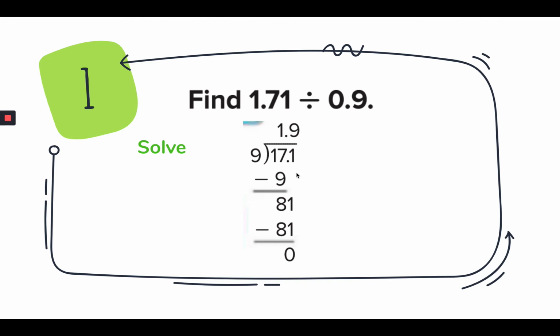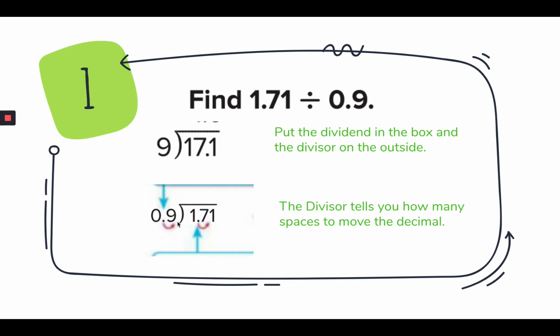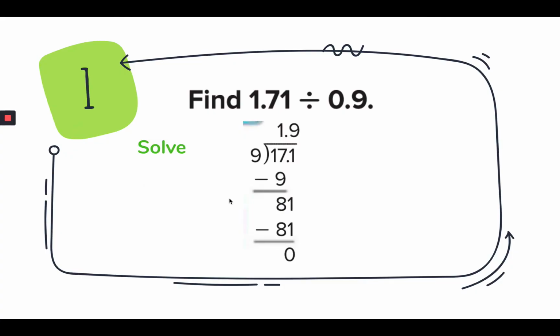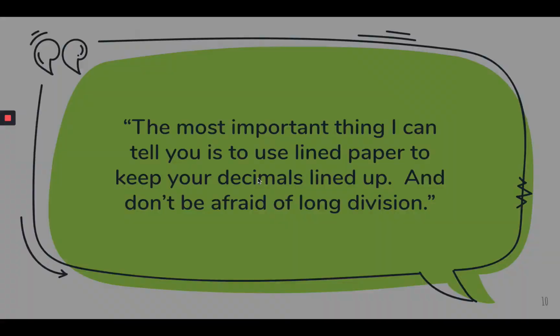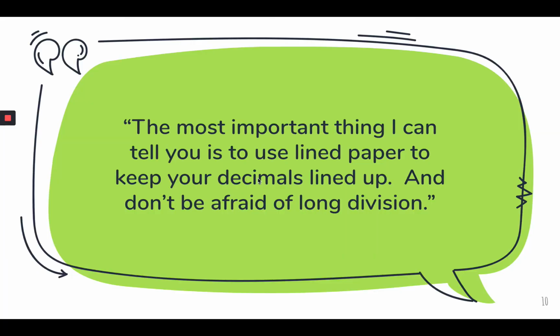So again, the long division is the hardest part, but all we did was we moved the decimal over 1 based on the number on the outside, and then we solved, making sure the decimal moves up on the line. Which brings me to a good point. The most important thing I can tell you is to use lined paper and keep your decimals lined up.